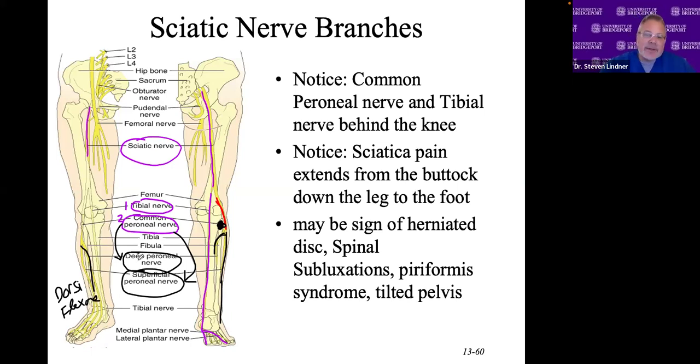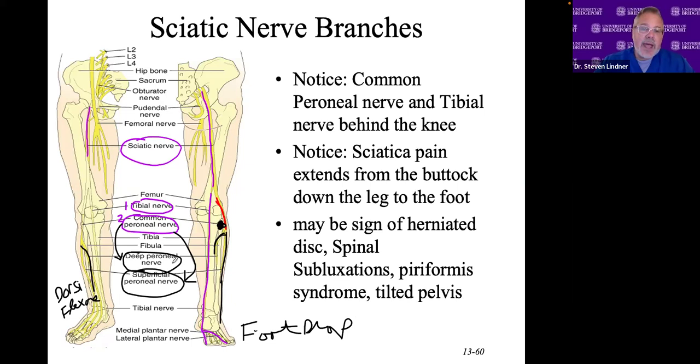So if there's damage to this deep peroneal nerve, you won't be able to dorsiflex the foot. Like you won't be able to do heel strike, part of the gait cycle. If you can't dorsiflex, that means your foot drops. So you get a condition that's called foot drop. Foot drop is when there's damage to the deep peroneal nerve, weak dorsiflexors, then the foot drops.